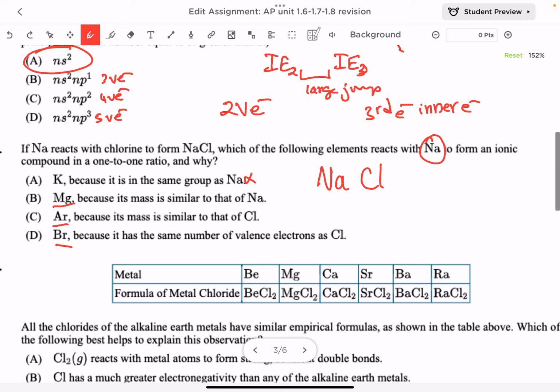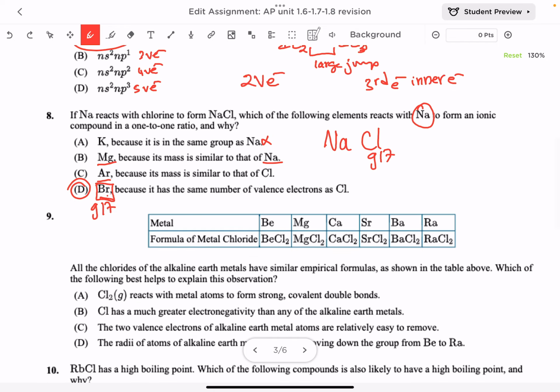So Mg is a metal, Ar is a noble gas, Br is in group 17, just like Cl. So that's the correct answer. Br needs one additional electron, just like Cl. So it will bond with Na in a 1-to-1 ratio.